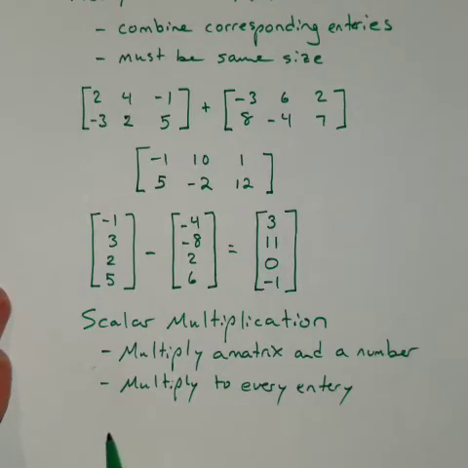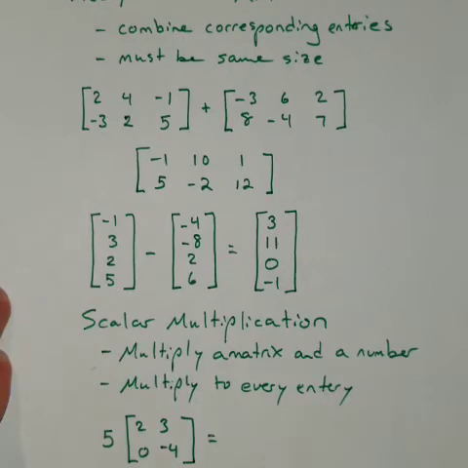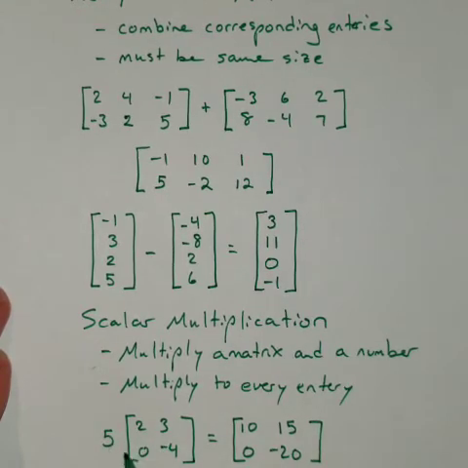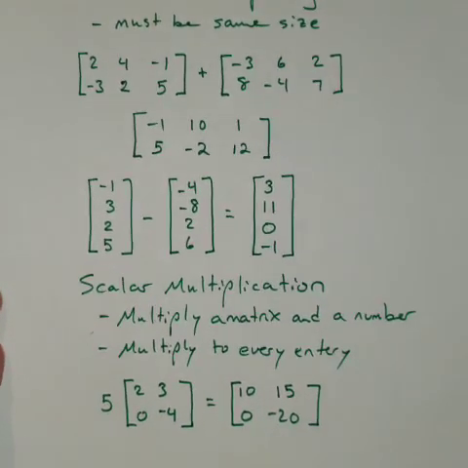Okay, so an example might be 5 times the matrix 2, 3, 0, negative 4. Well, the scalar times the matrix, again, you multiply to every entry, so 5 times 2 would be 10, 5 times 3 would be 15, 5 times 0 is still 0, and 5 times negative 4 is negative 20. So it almost looks like the distributive property, it just multiplies to everything. Make sure you can see that. So everything gets multiplied by the 5.